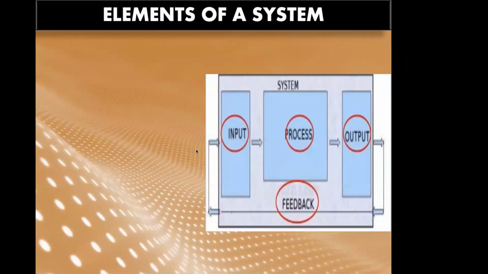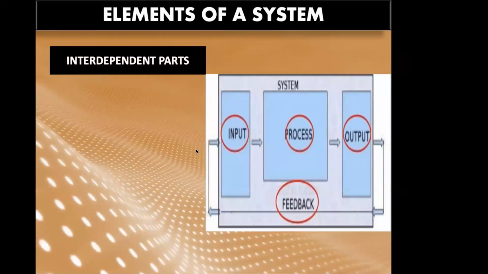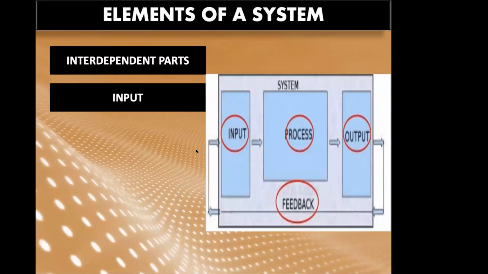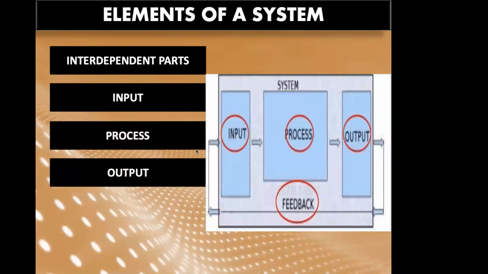Therefore, the elements of the system are interdependent parts that interact to conduct a process. Input is any feed from the system's external environment. It serves to initiate computer functioning. Process is the activity of the system. Output is any end product or waste produced as a result of the system process.